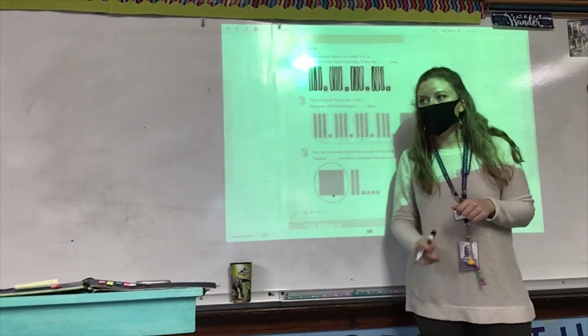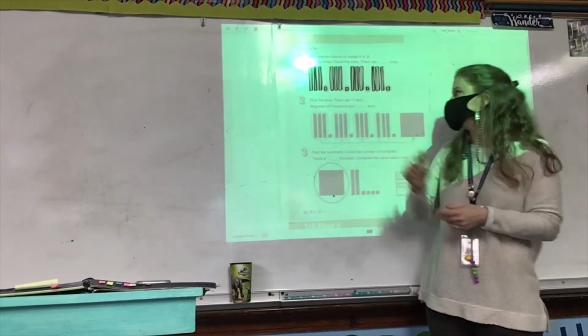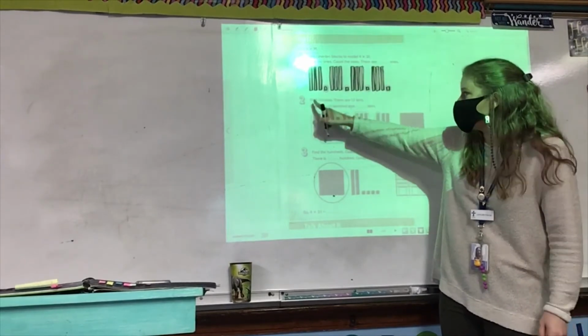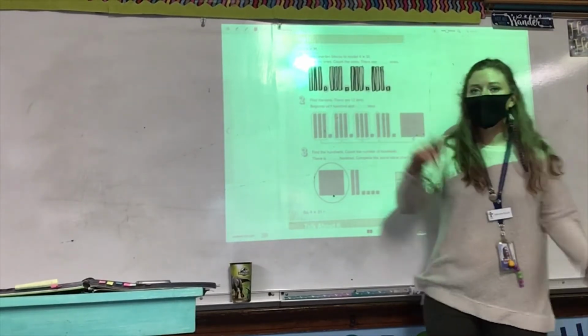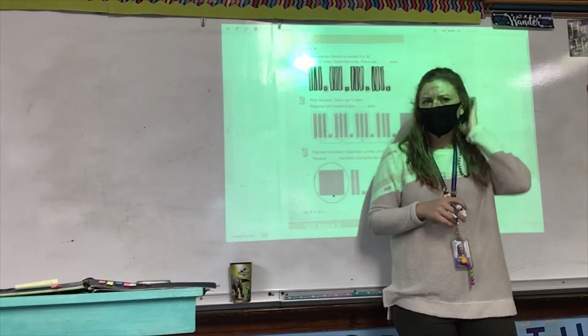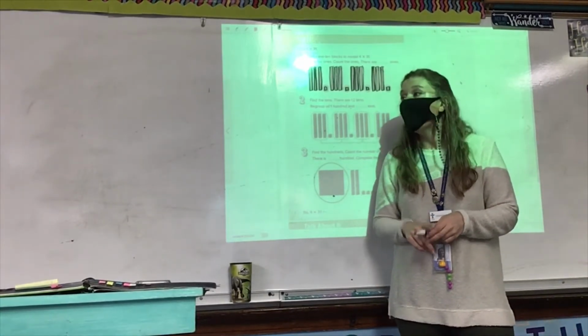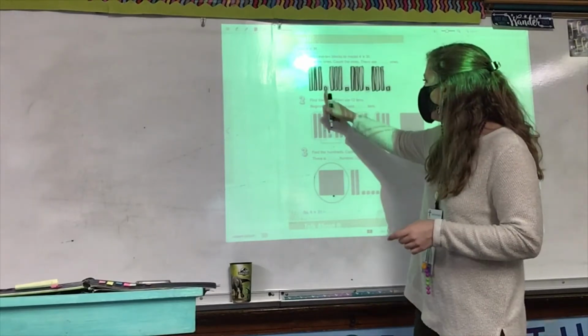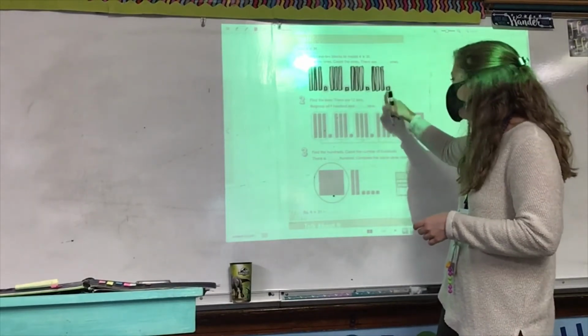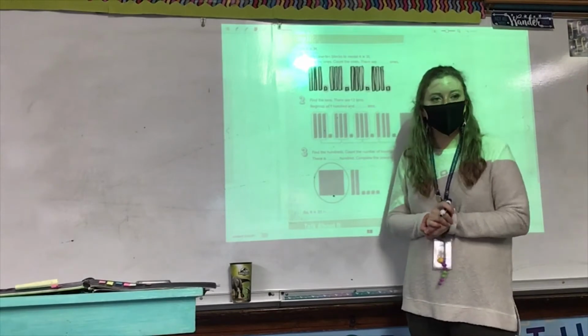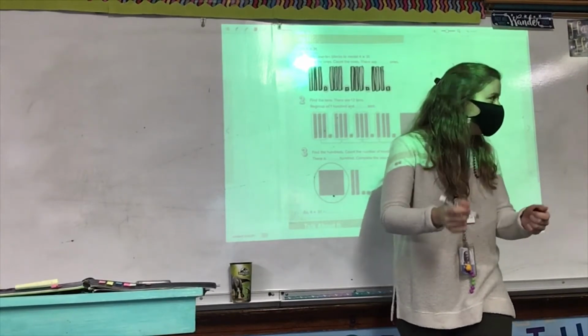Okay, so I modeled 4 times 31. I modeled 31 and repeated it 1, 2, 3, 4 times. What's the next step when we're using base 10 blocks to model multiplication? Aaron, count the ones. Well, I have 1, 2, 3, 4. Can I put 4 in the ones place?